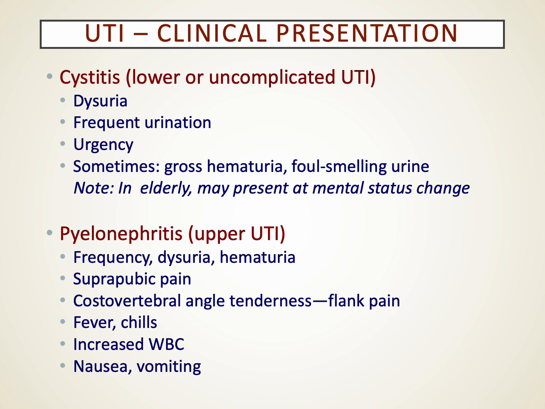Pyelonephritis, or upper urinary tract infection, by its very nature is always complicated. We see some of the same symptoms we see with cystitis, but they may present with suprapubic pain, costovertebral angle tenderness, flank pain, fevers, chills, elevated white count, and sometimes nausea and vomiting.